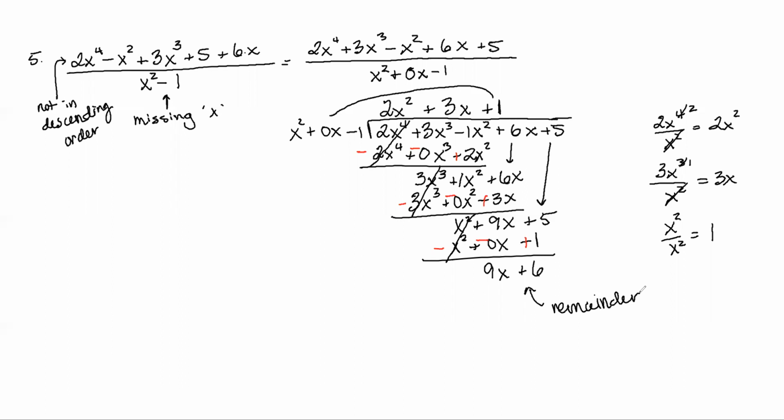So now let's go ahead and write down our answer. We have this 2x squared plus 3x plus 1 plus our remainder, which is 9x plus 6, over what we were dividing by. Now I'm not going to put the one with the 0x. We're no longer dividing, so I don't need that. I'm just going to put x squared minus 1.